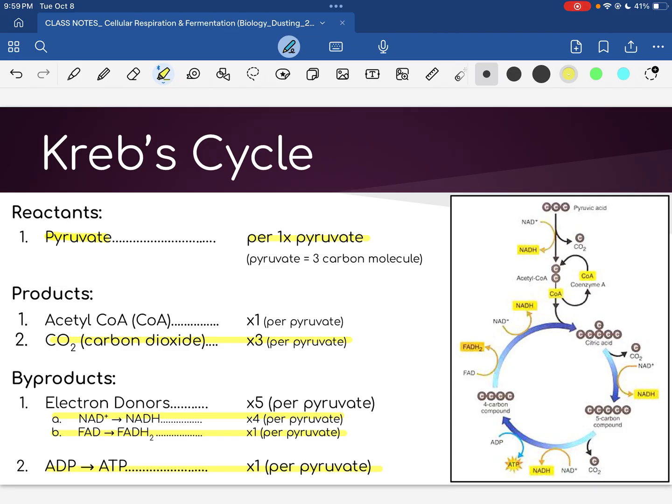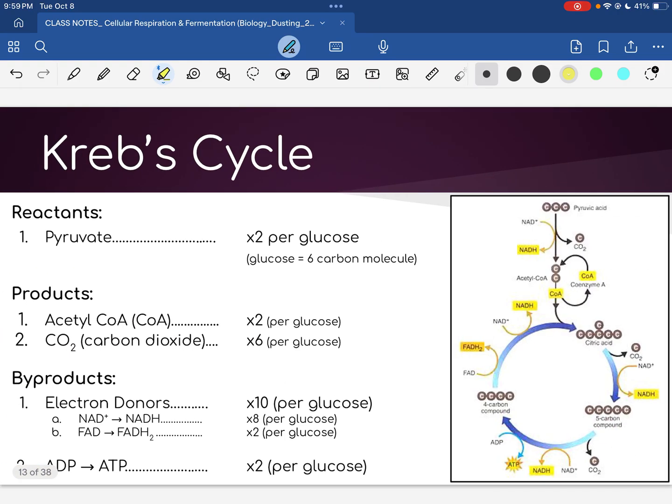Now, remember that we started with 1 glucose, and 1 glucose made 2 pyruvates. So we can also consider this as a function of 1 glucose. And so all we would do is we would multiply this whole process by 2. Essentially, it's 2 turns around the Krebs cycle. And so we double the products.